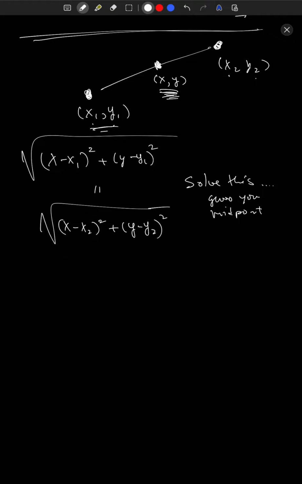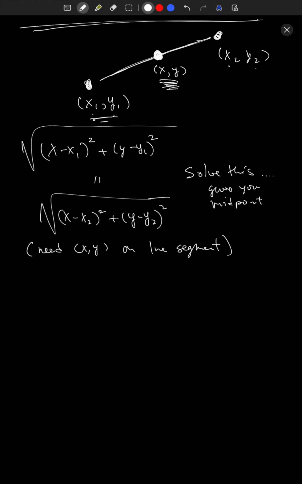Of course, we're demanding that the point actually be on this line segment, so we need x, y on the line segment. Now, there's an issue here. This is kind of complicated, right? We got square roots, we got squares. It's kind of a mess.